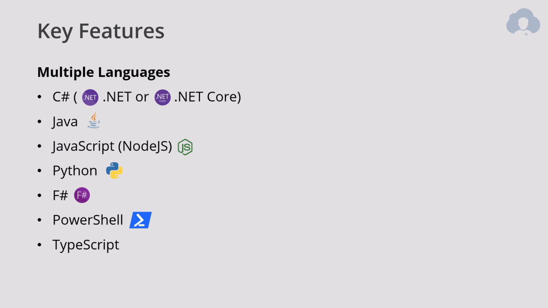So why would you use function apps? Well, they have a lot of features like multiple languages. They support C# in both .NET and .NET Core frameworks, Java, JavaScript, TypeScript, which is transpiled to JavaScript. You have PowerShell Core. You have F# and Python, so a lot of languages that are popular these days, you can use here.